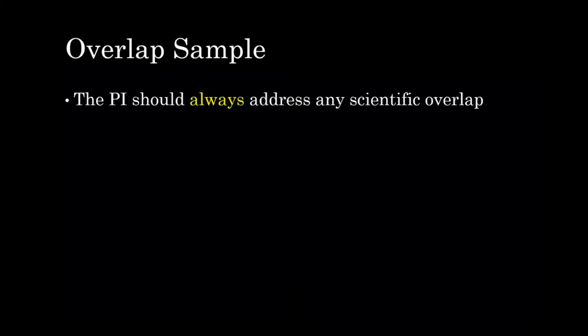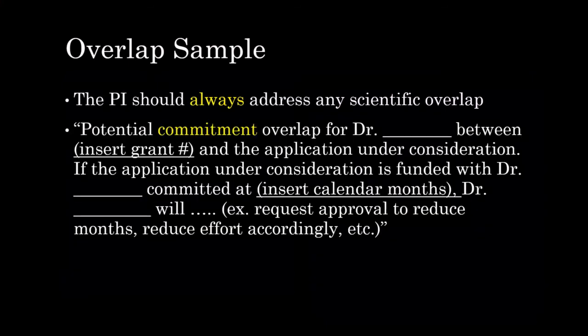So an overlap sample: the PI should always address any scientific overlap. And here's an example of an overlap statement for commitment. So basically, you're going to state that the PI is overcommitted between an application from their current support and the application under consideration. And then we always state, if the application under consideration is funded with Dr. So-and-so committed at, say, 2 calendar months, how will they reduce their other support accordingly?